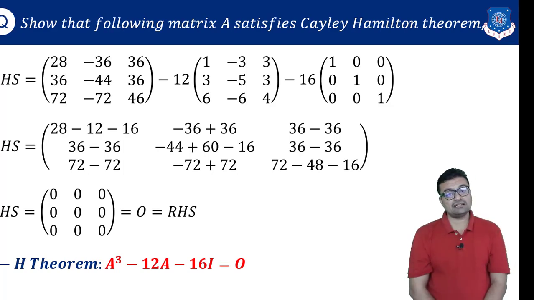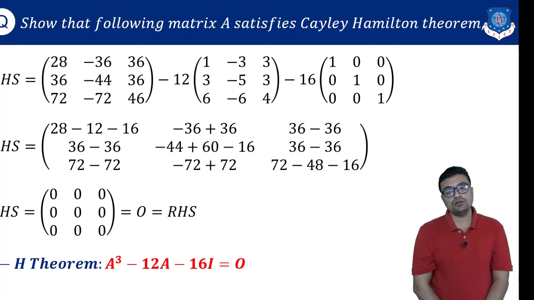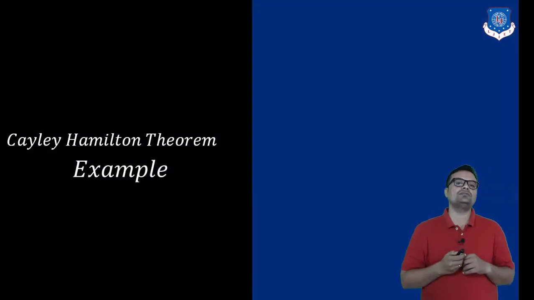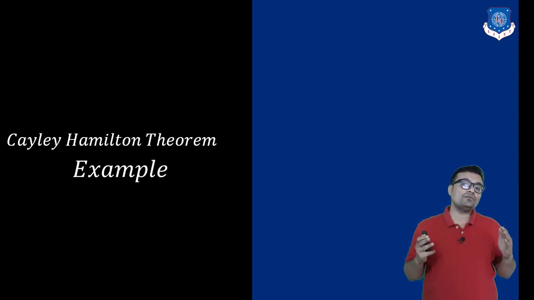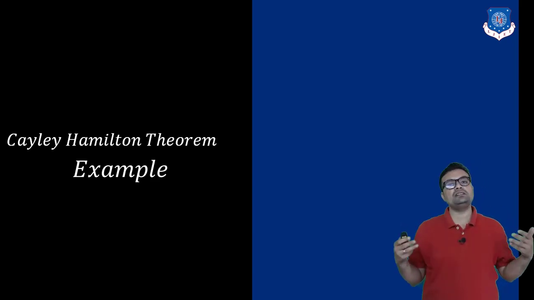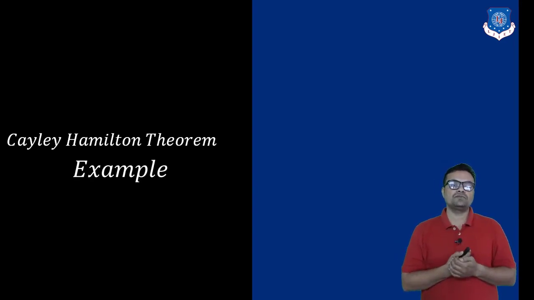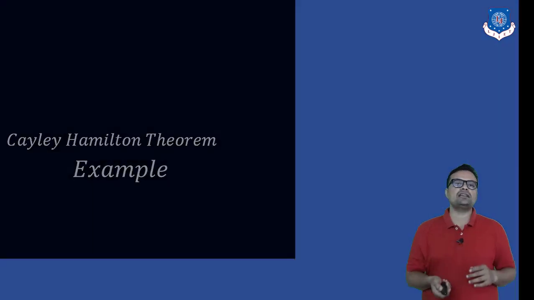I hope this part is clear: how to check whether a matrix is satisfying Cayley-Hamilton theorem or not. Now let us move to another section of this Cayley-Hamilton theorem. These are nothing but the properties of Cayley-Hamilton theorem. How you can find various possibilities of polynomial form of the matrix using Cayley-Hamilton. I will discuss only one, which is most useful: finding inverse using Cayley-Hamilton theorem.